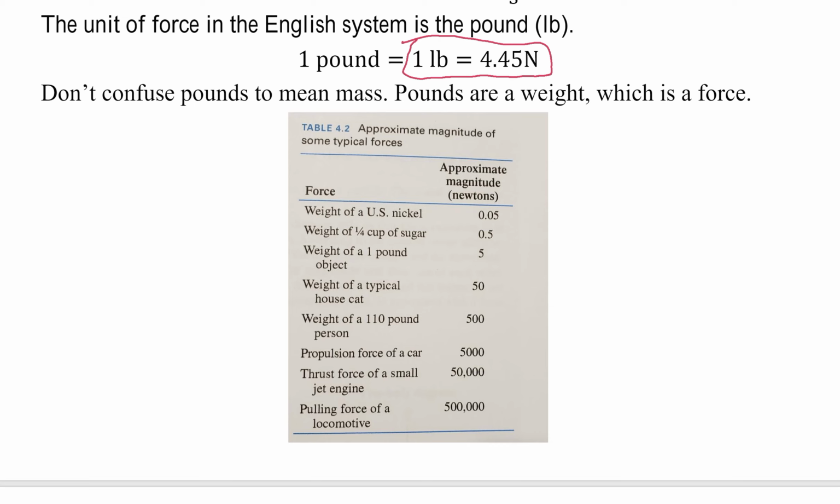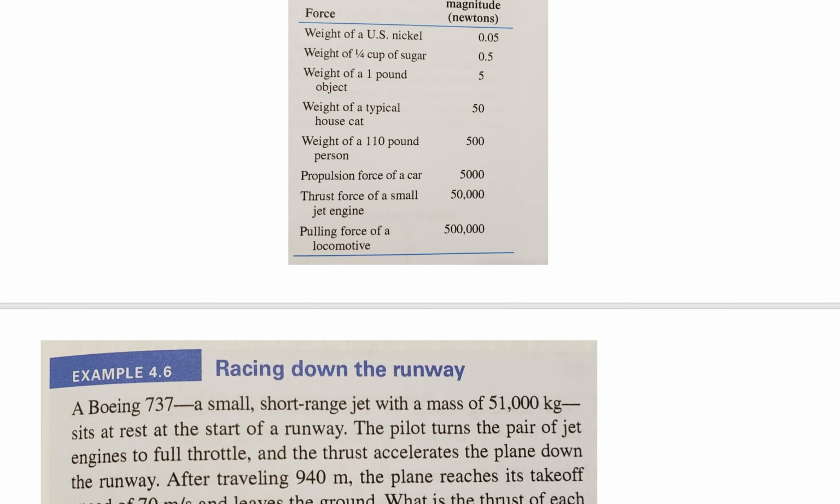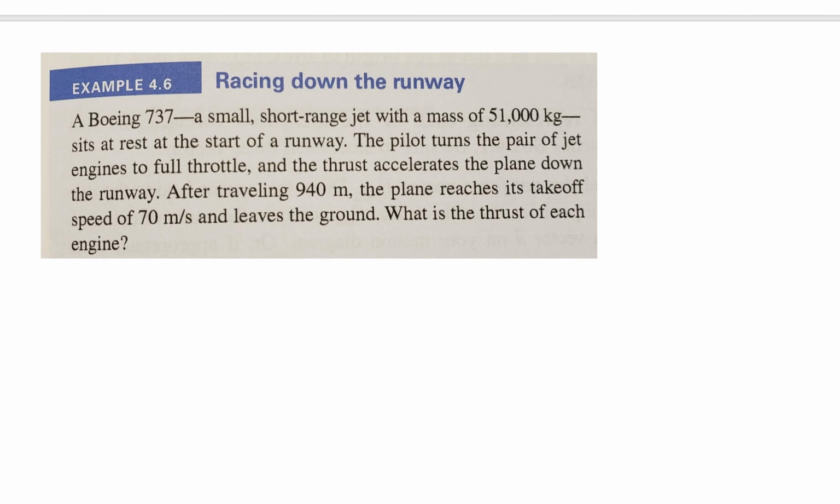Propulsion force of a car, your standard car, not your Bugatti, would be 5,000 newtons. Thrust force of a small jet engine would be 50,000 newtons. This would not be a fighter jet, this would be more like a passenger jet. And the pulling force of a locomotive is pretty impressive at 500,000 newtons. So each one of these things is just multiplied by an order of magnitude, which, by the way, is 10. So each one is multiplied by 10. Kind of interesting little chart here. All right, so racing down the runway.